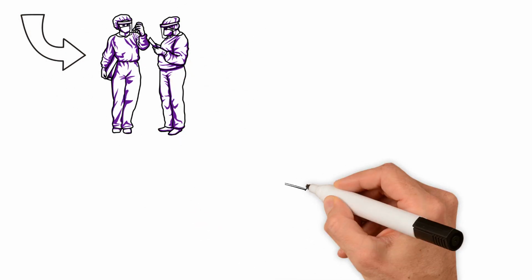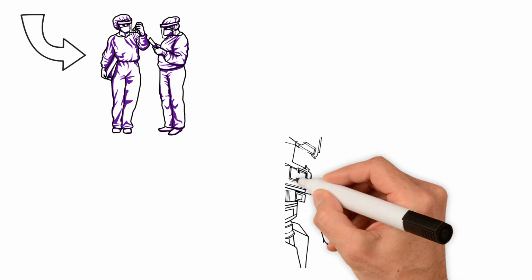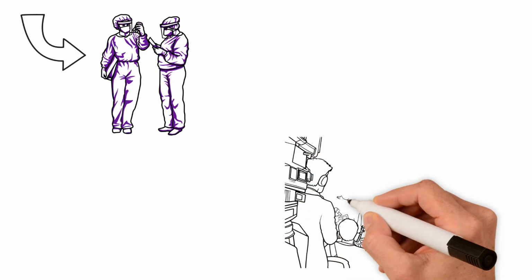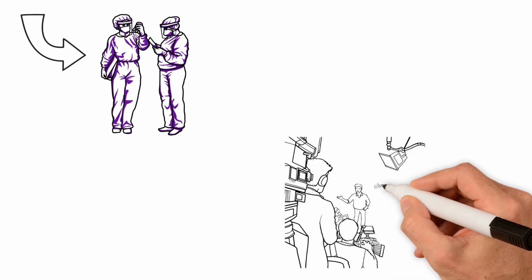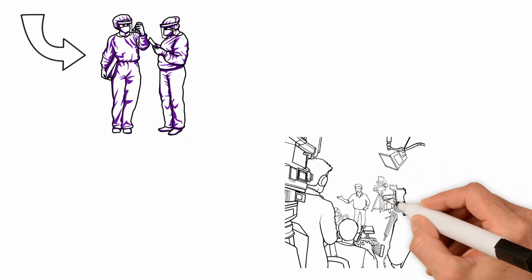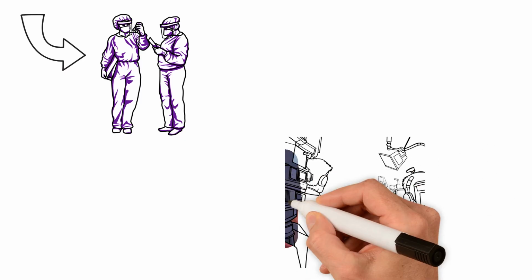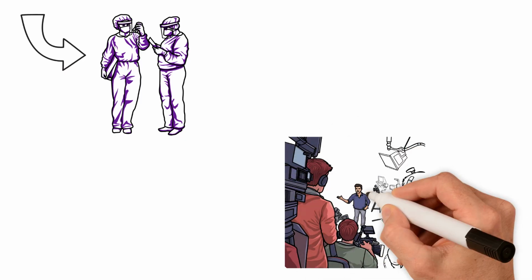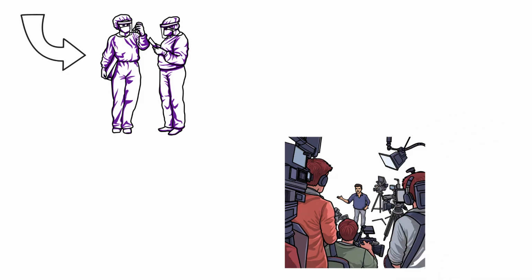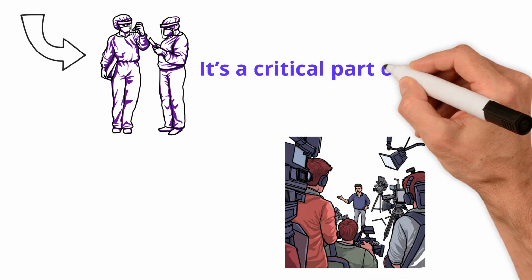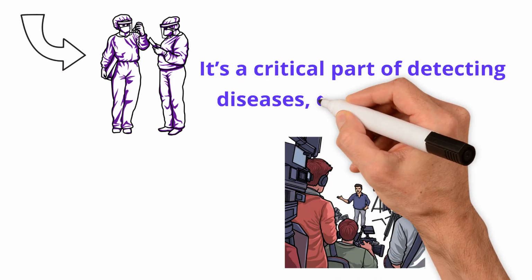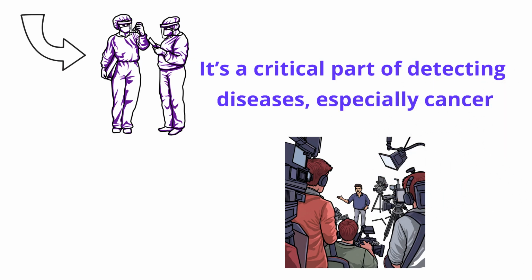We histotechnologists are the people behind the scenes. We turn that raw piece of tissue into a stained slide that pathologists can look at under the microscope and diagnose and identify what's wrong with the patient. It is a critical part of detecting diseases, especially cancer.